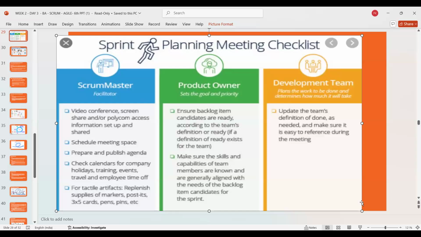One of the most important points, the third point, is prepare and publish agenda. Is there anyone here who is not aware about an agenda? Let me rephrase the question. What is an agenda in your words? Anyone can answer.